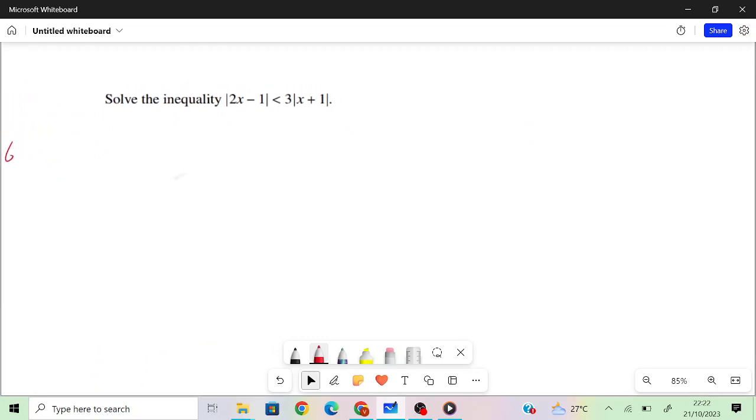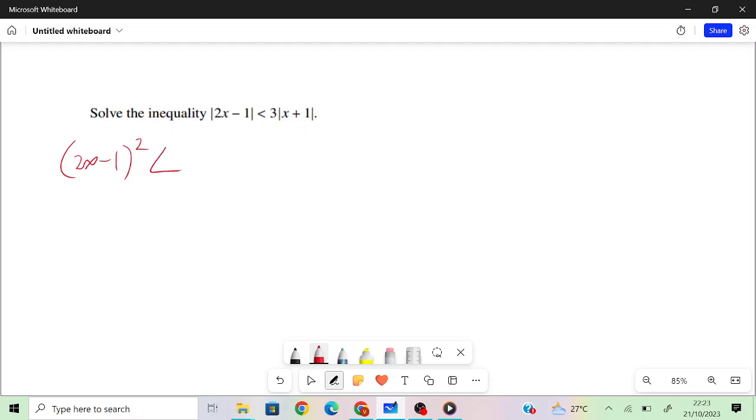So on to the final example. I have the modulus of 2x minus 1 less than 3 times the modulus of x plus 1. So let's go ahead and do this. Let's use the first method. Let's use complete squaring both sides rather. So I have 2x minus 1 all squared less than 3 squared into x plus 1 all squared. 2x minus 1 all squared, expanding this, we have 4x squared minus 4x plus 1 less than 9 into x squared plus 2x plus 1.